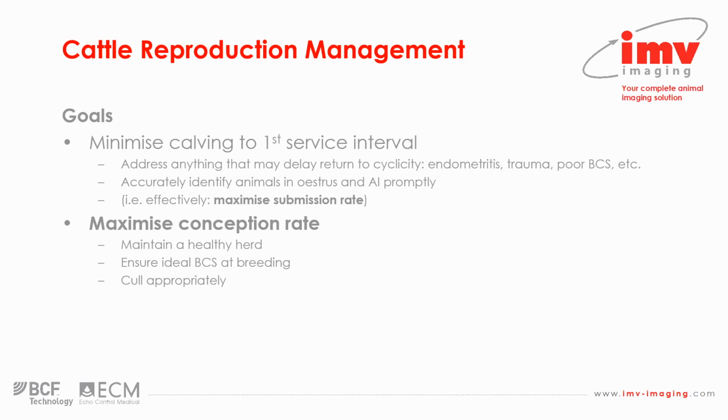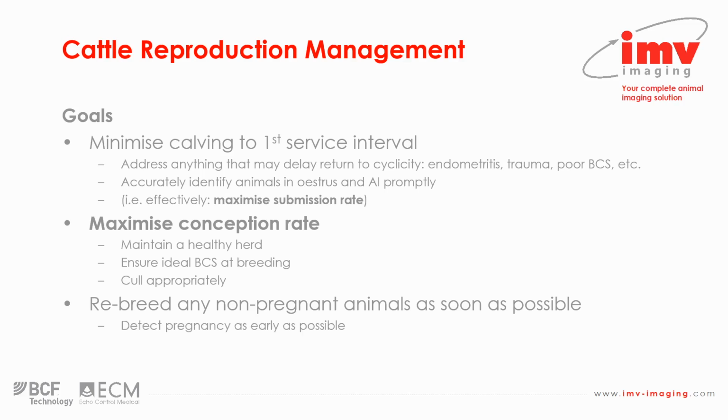We're also going to want to cull appropriately as required within the herd to eliminate animals with repeatedly, persistently poor conception rates. We also need to bear in mind that any animals that don't conceive to that first service, we want to rebreed as quickly as possible. And bear in mind that we're only really going to get 2 and possibly 3 opportunities to breed an animal before it becomes impossible to maintain the 365-day calving interval.